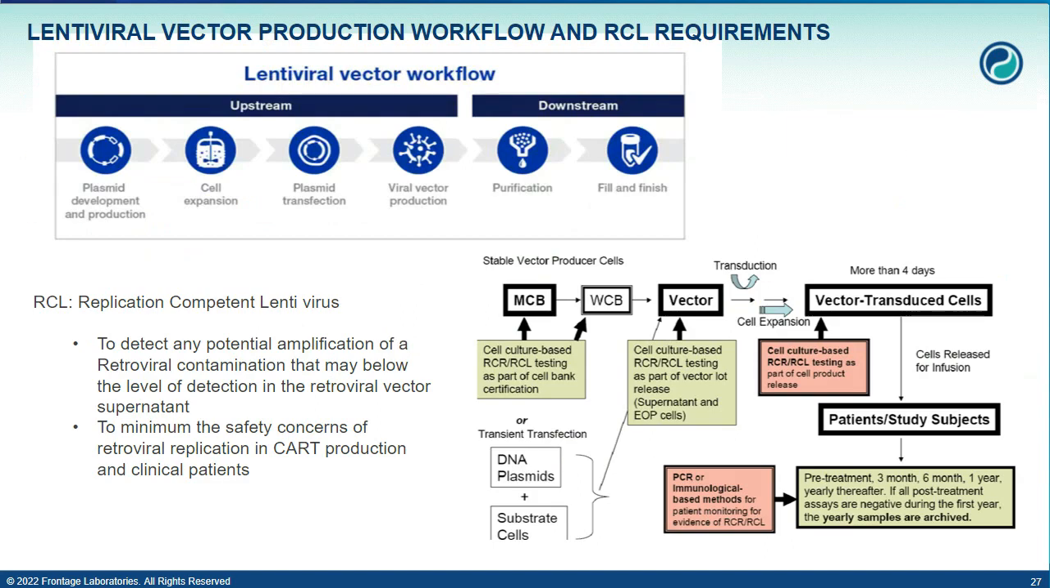This slide shows the lentiviral vector production workflow and the RCL requirements at each step. So the workflow shows the plasmid development and production, and then the cell expansion, then the plasmid transfection, the viral vector production, after that the purification and the fill and the finish of the product.